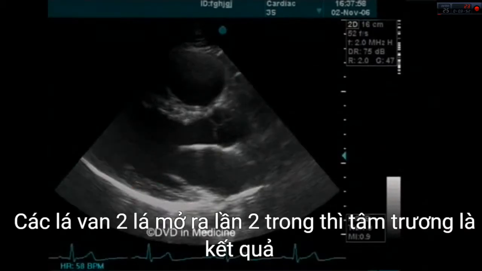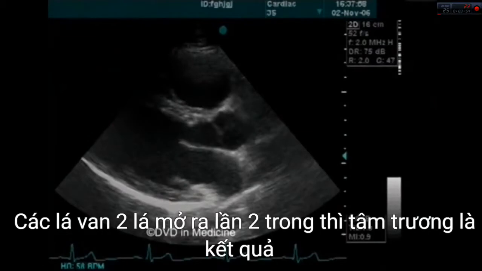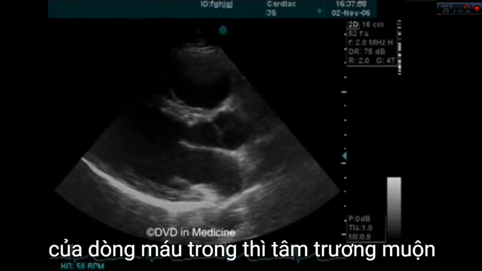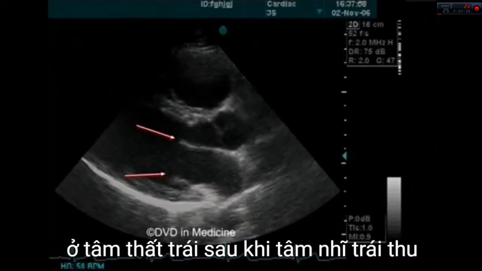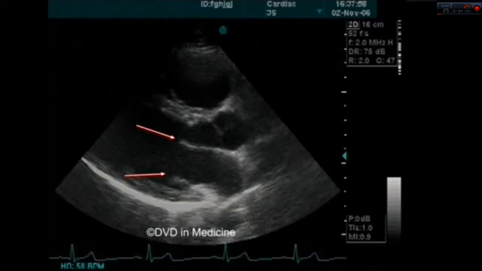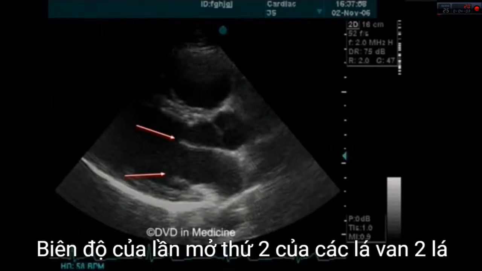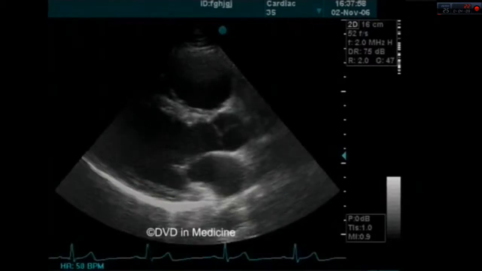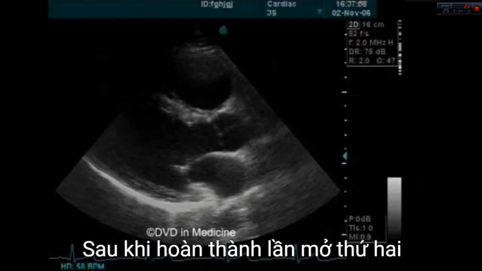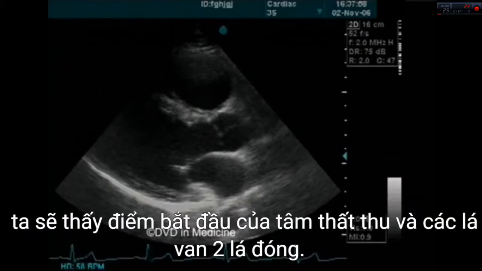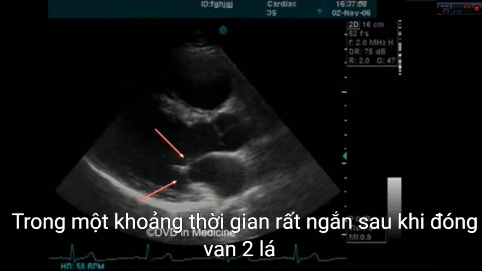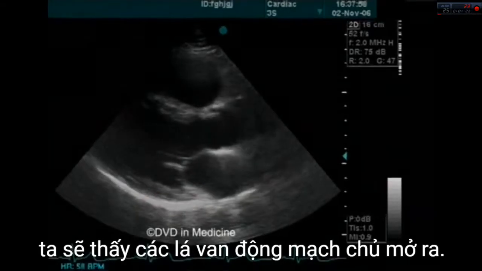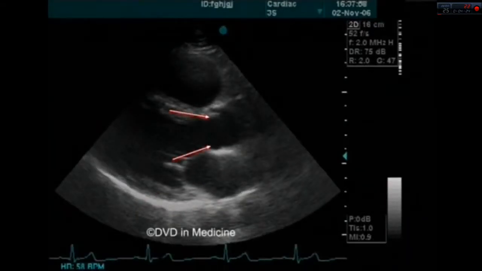The second opening of the mitral leaflets in diastole is a result of late diastolic blood flow in the left ventricle after the systole of the left atrium. The amplitude of the second opening of the mitral valve leaflets is lower than the early diastolic opening. After the completion of the second opening, one will see the start of the left ventricular systole and the mitral valve leaflets close. In a very short period of time after the mitral valve closure, one will see the opening of the aortic valve leaflets.